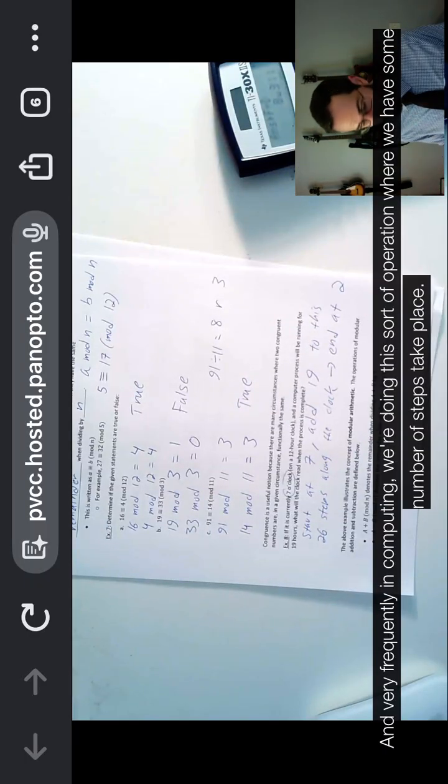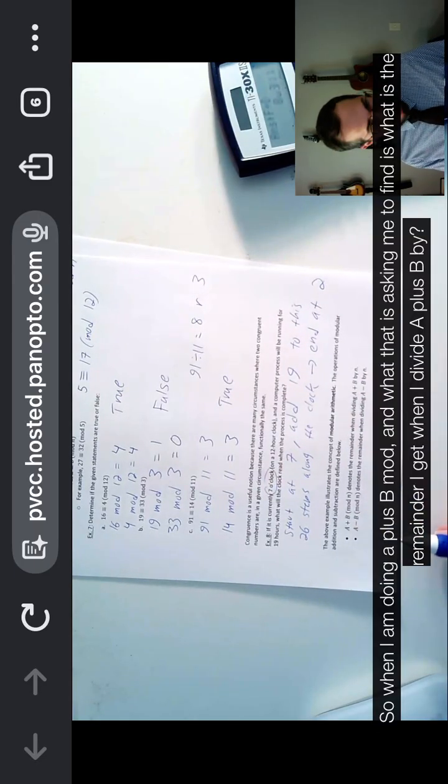And very frequently in computing, we're doing this sort of operation where we have some number of steps take place, we allow another certain number of steps to take place, and we want to know where is it that we're going to end up, and that is the basic idea of modular arithmetic. So when I'm doing a plus b mod n, what that is asking me to find is what is the remainder I get when I divide a plus b by n. So we can note it's really no different than the notation we've used before.